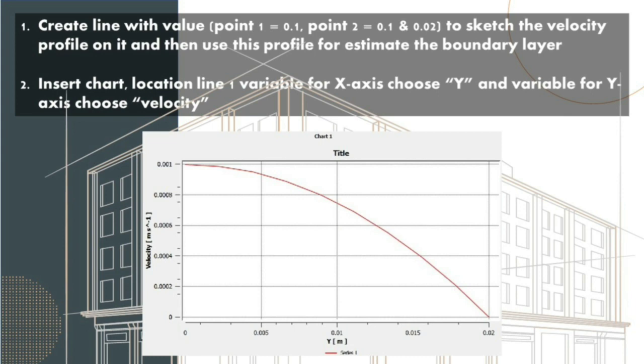Okay, before making a graph, create a line first. At point 1, insert value 0.1. At point 2, insert value 0.1 and 0.02 to sketch the velocity profile on it, and then use this profile for estimation of the boundary layer. Insert chart, location line 1, variable for x-axis, choose y, and variable for y-axis, choose velocity, then apply.